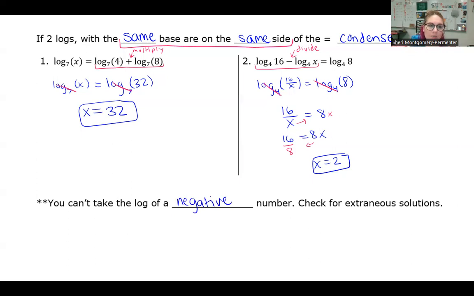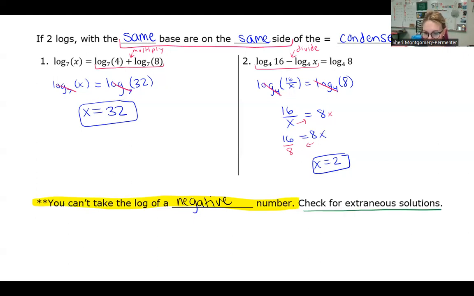Okay, that's a really important one. You cannot take the log of a negative number. So what that means is we need to check the answers. We need to check the answers for extraneous solutions.